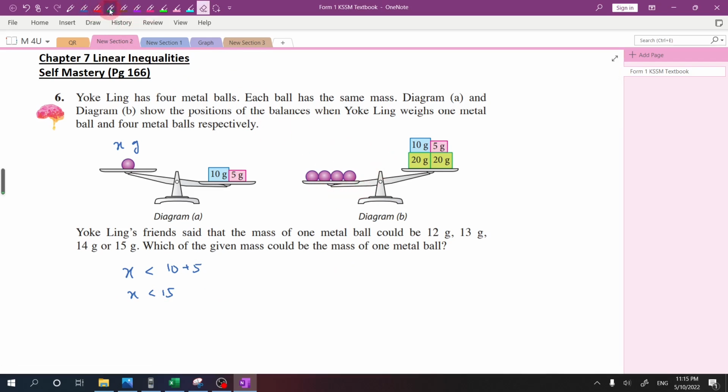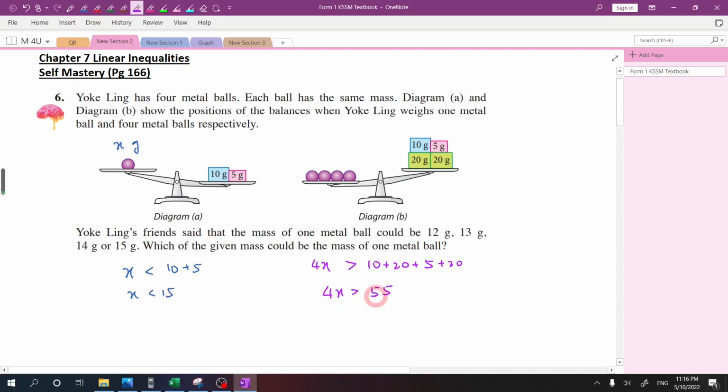By referring to this diagram, we can form the second inequality. You know that this side is heavier than this side, right? So we have 4 metal balls here, it will be 4x. This side is heavier, so 4x is greater than 10 plus 20 plus 5 plus 20, which is 55. Here we don't have to solve it anymore, we just leave it like this.